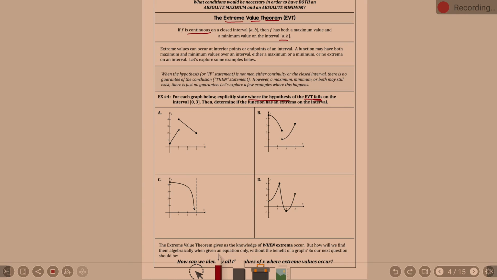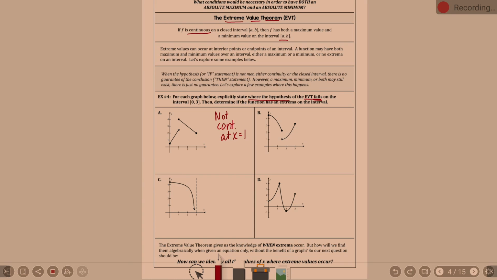Okay, so A. Where does EVT fail? 1, and I guess 3. There's a point and jump. So it's not continuous at 1. I just have in my notes that the EVT does not apply since f of x is not continuous. I think I just read this as does it apply, but where? So I'm going to say not continuous at x equals 1. Good enough?